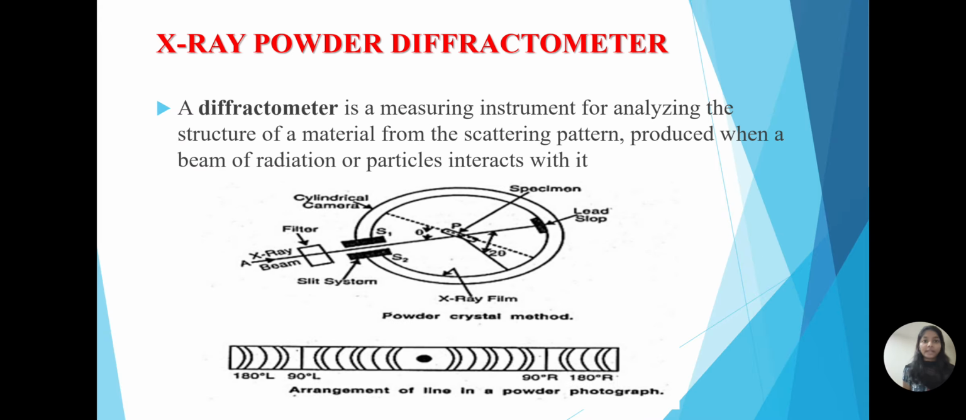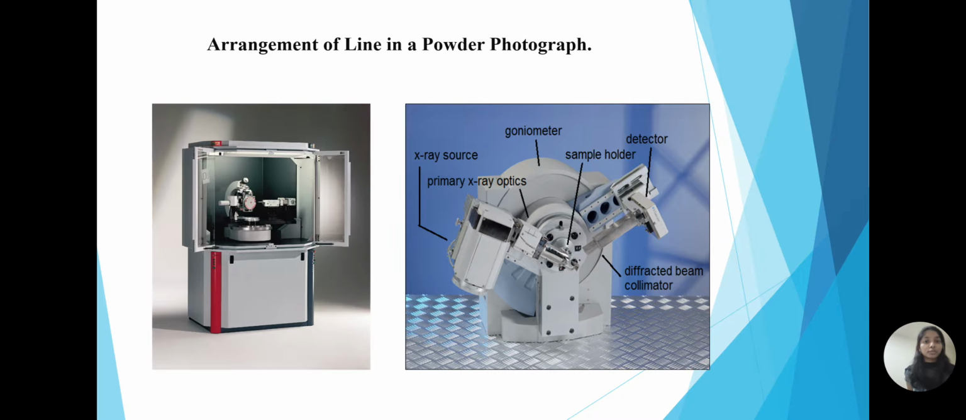Next, we discuss the X-ray powder diffractometer, not diffraction. All of us may be confused with this word, but it is a diffractometer. A diffractometer is a measuring instrument for analyzing the structure of a material from the scattering pattern produced when a beam of radiation or particles interacts with it. We see the arrangement of lines in a powder photograph in the pictures below. This is the explanation and definition of the X-ray powder diffractometer.